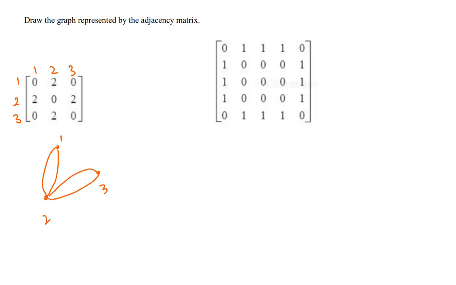And then 3 to 1, nothing. 3 to 2, 2 arcs. And 3 to 3, nothing. So it could be this way, or you could draw it like this. 1, 2, 3.